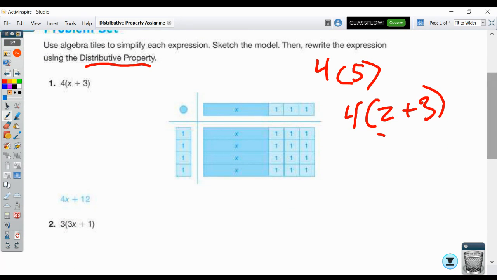Our first example has 4 parentheses x plus 3. So I've got 4 over here. I have x and 3 here. And so that picture method, this is drawing the picture. We find out we have 1, 2, 3, 4 x's, which is right there. And then I have 1, 2, 3, 4, 5, 6, 7, 8, 9, 10, 11, 12 singles. So that's going to be right there.